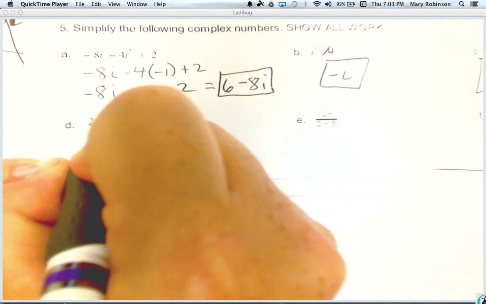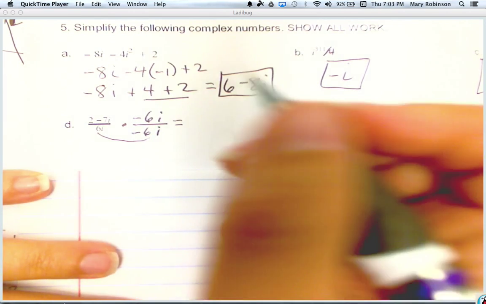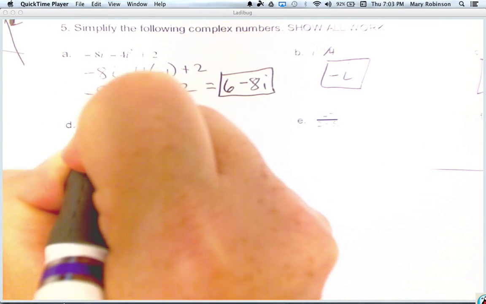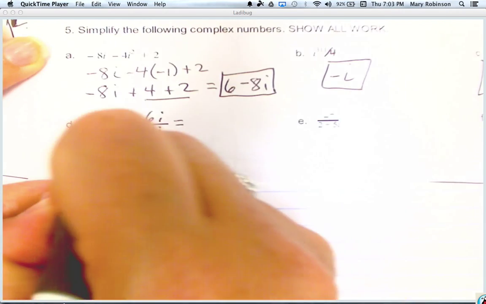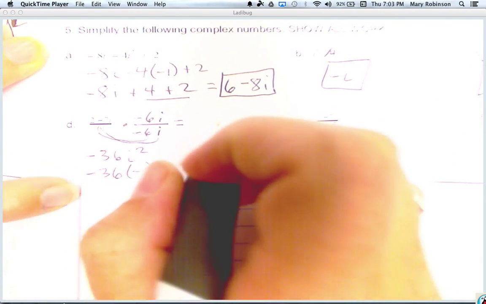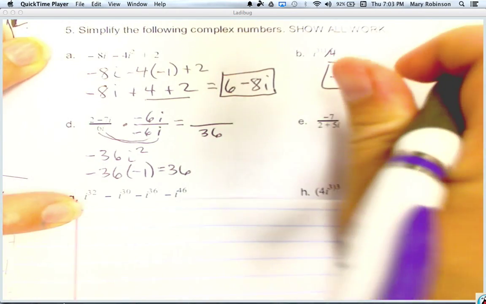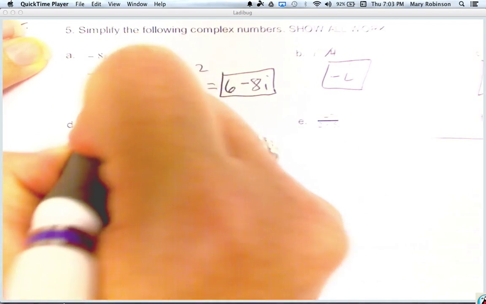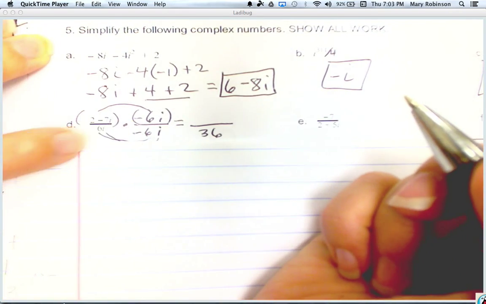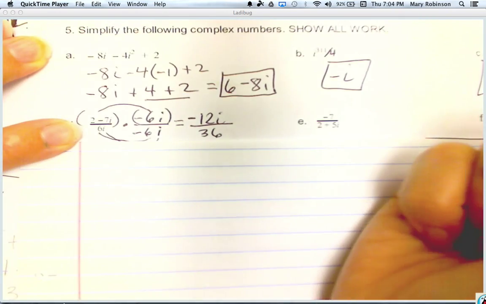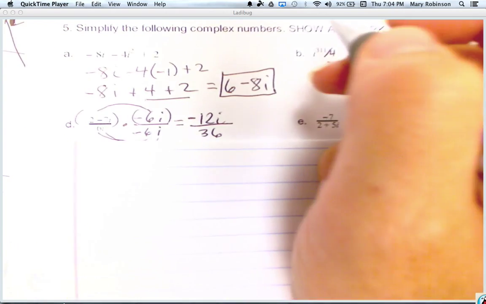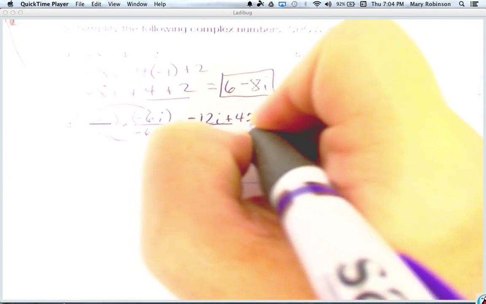Now on the bottom, when I multiply, keep your signs right. 6 times negative 6 is negative 36. i times i is i squared. Remember that every time we write i squared, we want to substitute negative 1, so our denominator will equal positive 36. So that takes care of the denominator, but up top we're going to need to distribute. Negative 6i times positive 2 is negative 12i, and negative 6i times negative 7i is positive 42i squared.